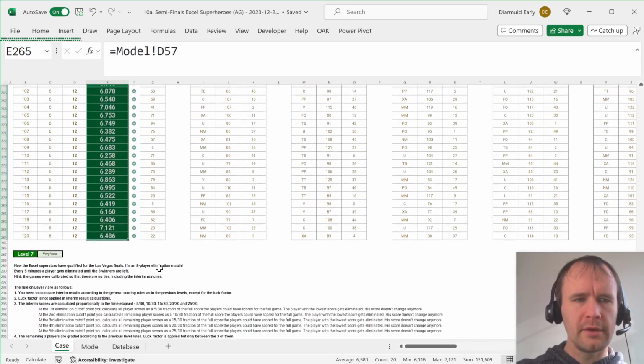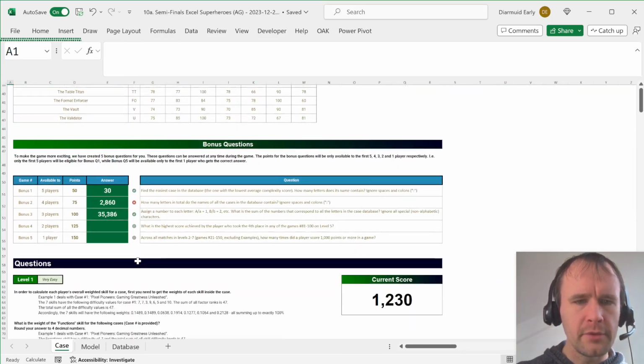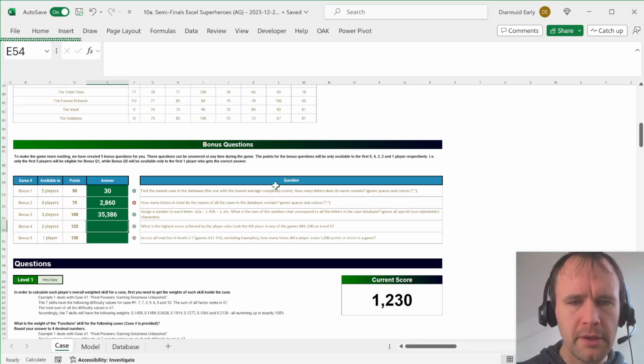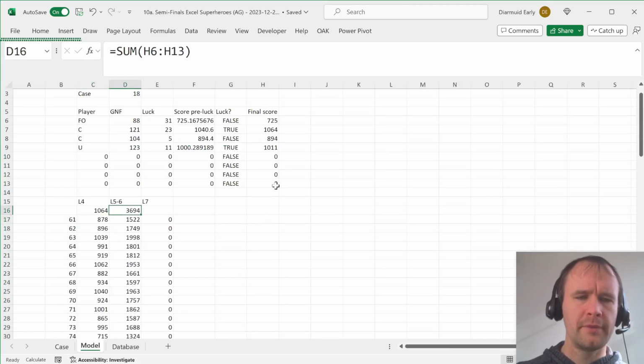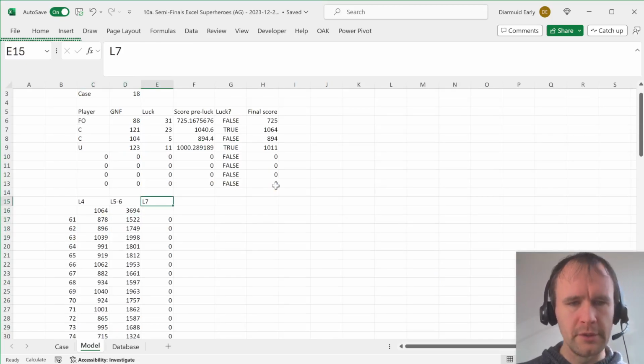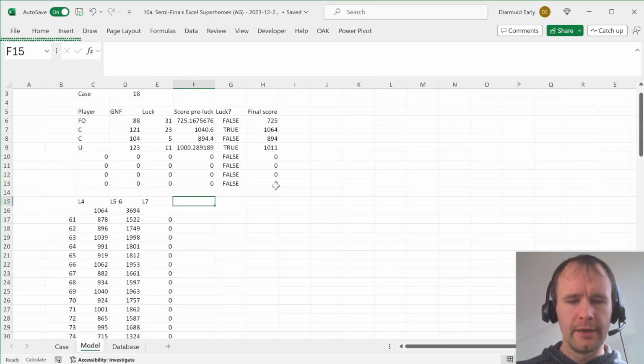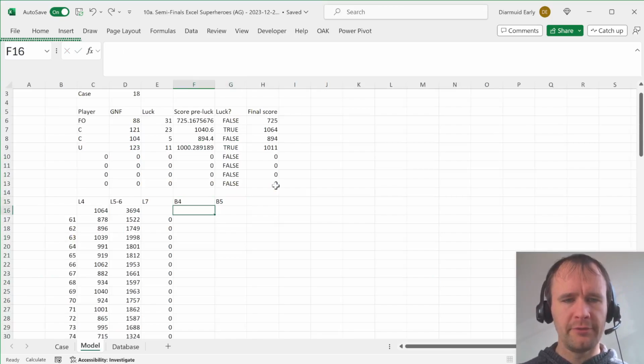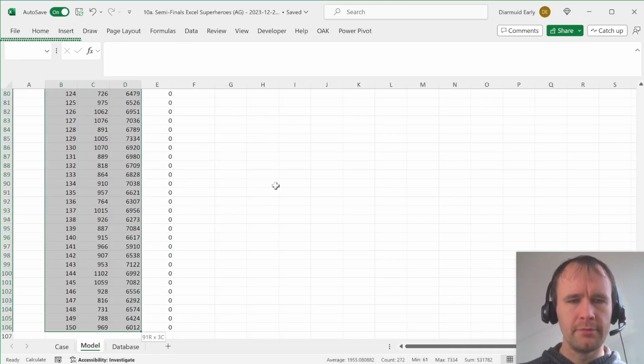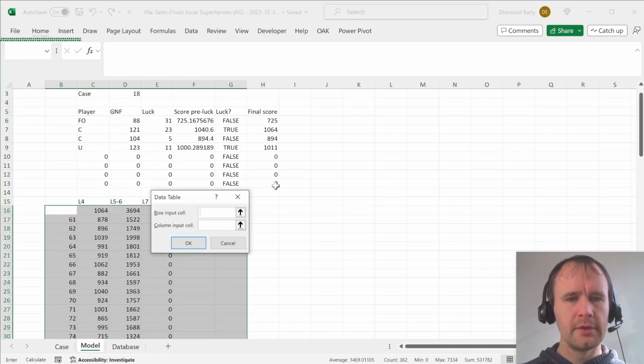Okay, happy days. And then I think there was a question about level 5 as one of the bonuses. What is the highest score achieved by the player who took fourth place in any of the games on level 5? Okay. So I do need another thing in my data table again, and I need another thing for that also. Okay, fine. So B4 and B5. I don't know why I keep rebuilding this data table, but never mind.